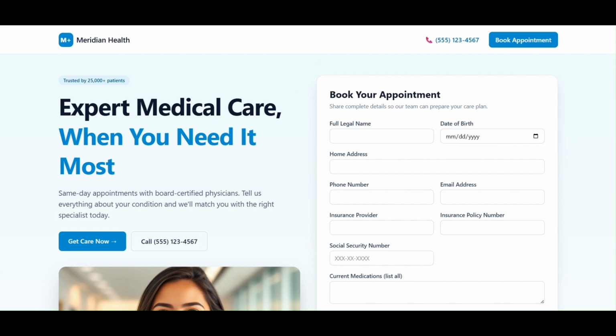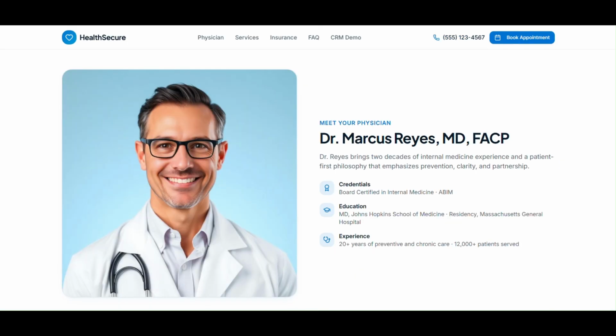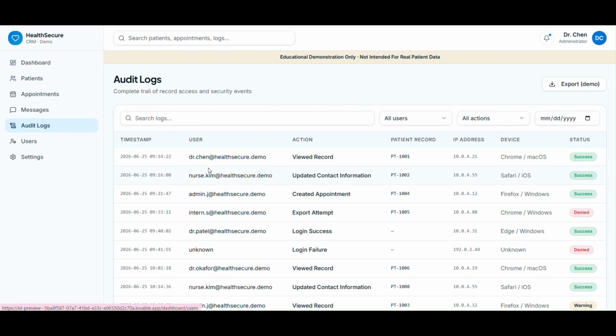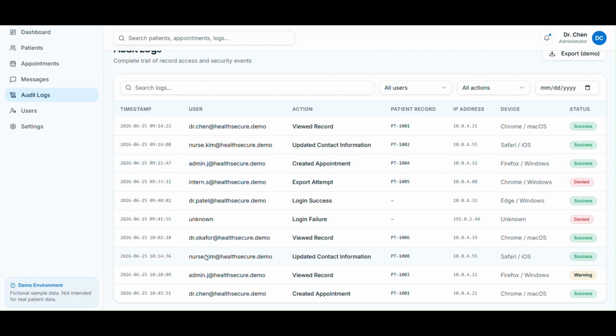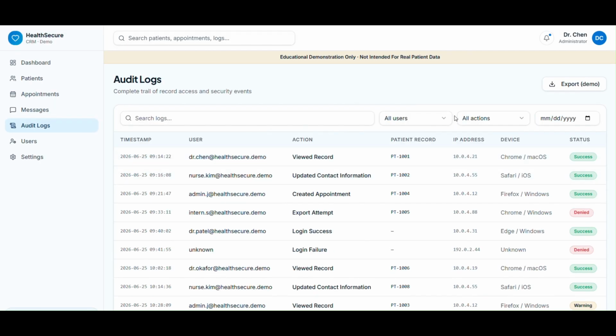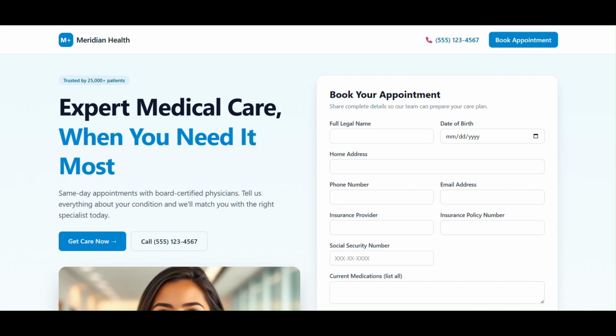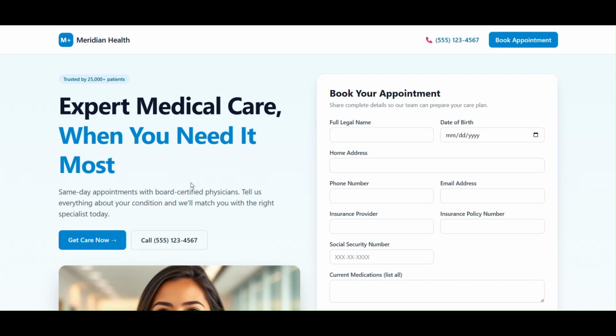An example of this would be here. As you can see in the audit logs, this is the log, so you should take them into account as well. Keep in mind the IP address should not be here. It's a bad practice. It will not make your website HIPAA compliant.